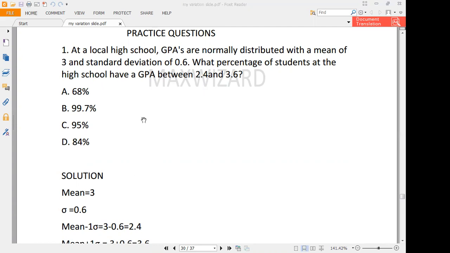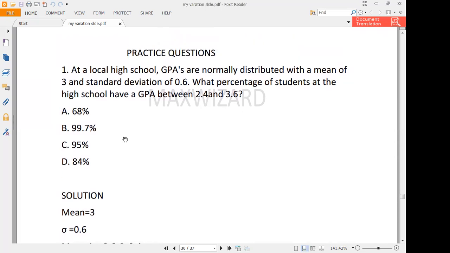Let's see. First thing we should notice is that we are given the mean. The mean is what? 3, and the standard deviation is 0.6. And do not forget, the question says it is normally distributed. In that case, you should know that what you are going to use is what we call the empirical rule. Now, what does the empirical rule tell us?